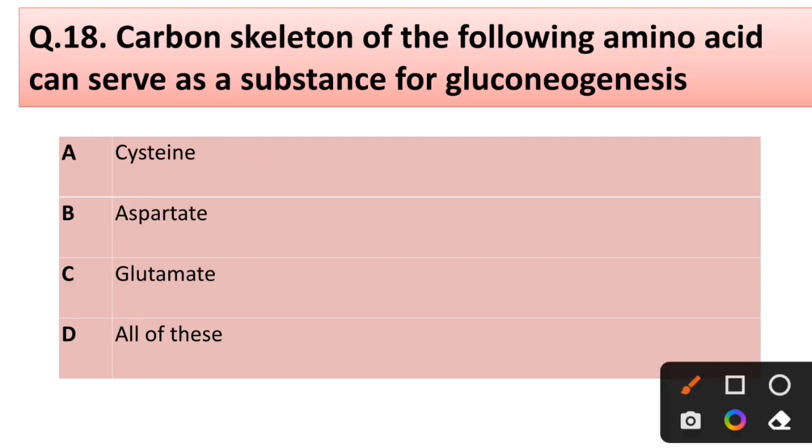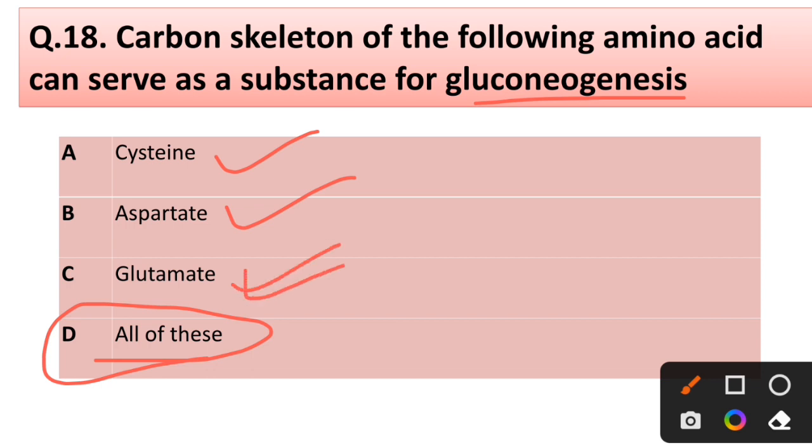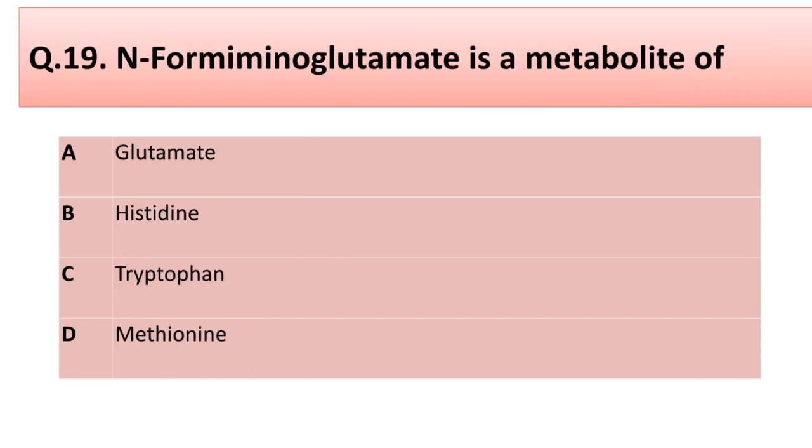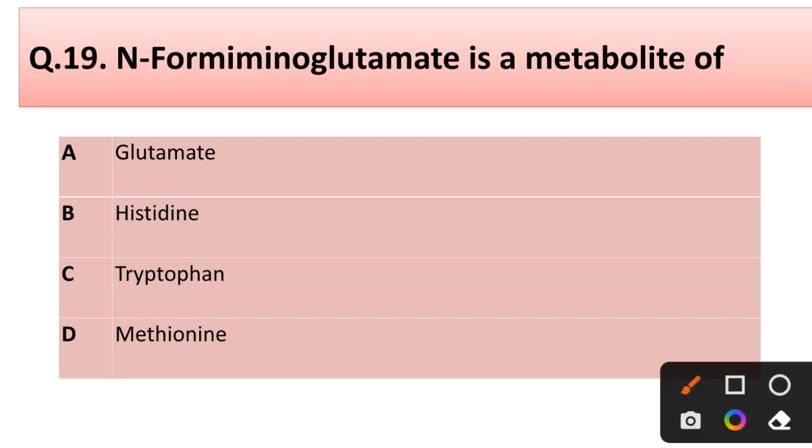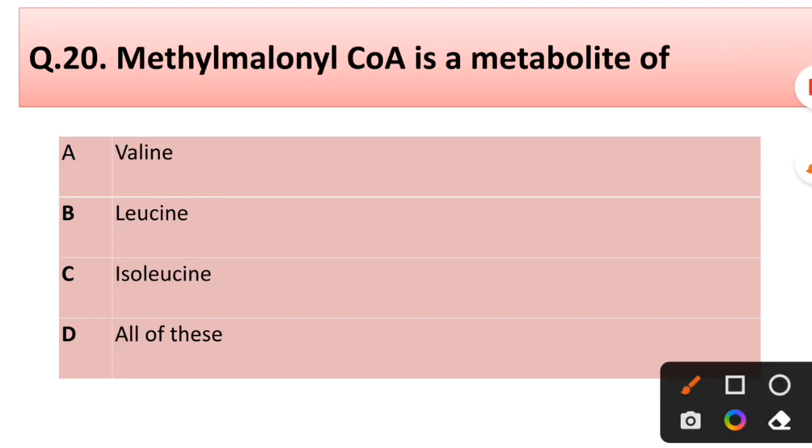Question number 18. Carbon skeleton of the following amino acids can serve as a substrate for gluconeogenesis: cysteine, aspartate, glutamate, all of these. Correct answer is option D, all of these. Cysteine, aspartate, glutamate. Question number 19. N-formiminoglutamate is a metabolite of glutamate, histidine, tryptophan, methionine. Correct answer is option B, histidine. Question number 20. Methylmalonyl CoA is a metabolite of valine, leucine, isoleucine, all of these. Correct answer is option A, valine.